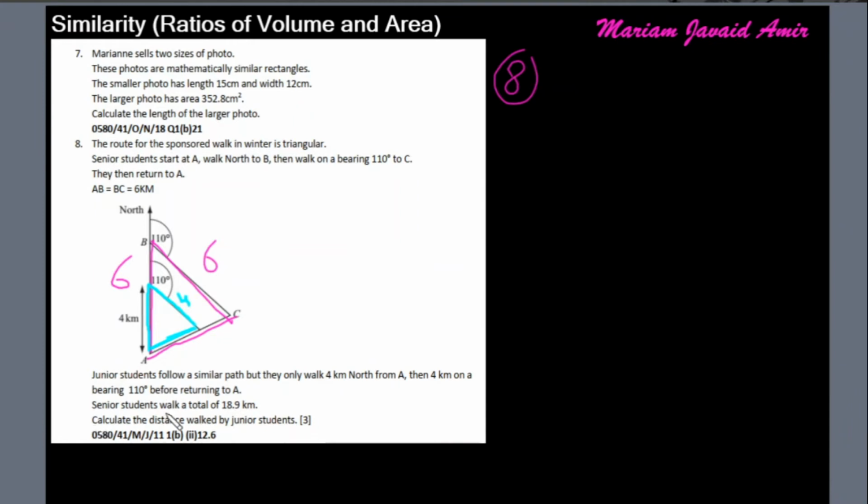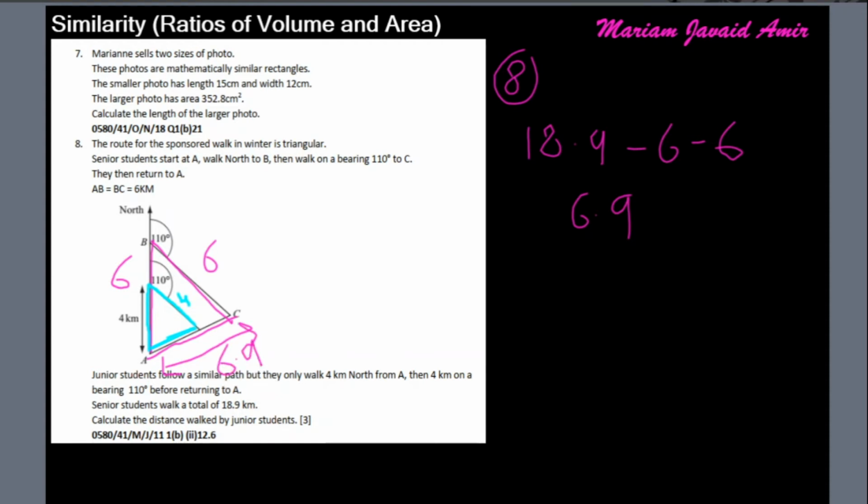Senior students walk a total of 18.9. So from that we can subtract 6 and 6 from 18.9. So 18.9 minus 6 gives us 12.9, minus 6 gives us 6.9. So this length is 6.9.